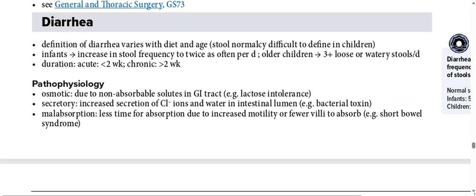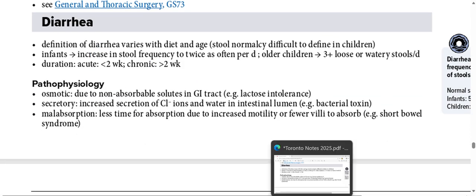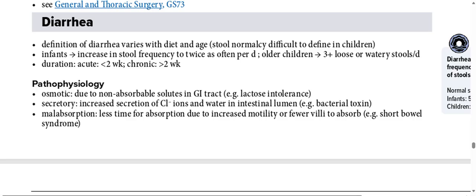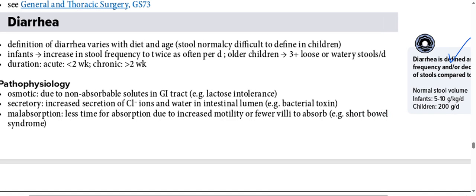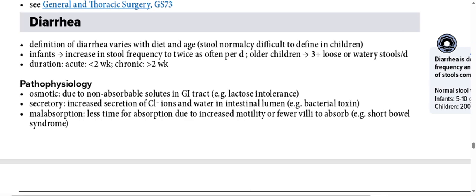Next thing we need to cover today is diarrhea. What is diarrhea? Diarrhea is defined as an increase in the frequency or decrease in the consistency of stools compared to normal. Normal stool volume: infants 5 to 10 grams per kg per day, children 200. So basically, decreased consistency and increased frequency is diarrhea. The definition of diarrhea varies with diet and age.